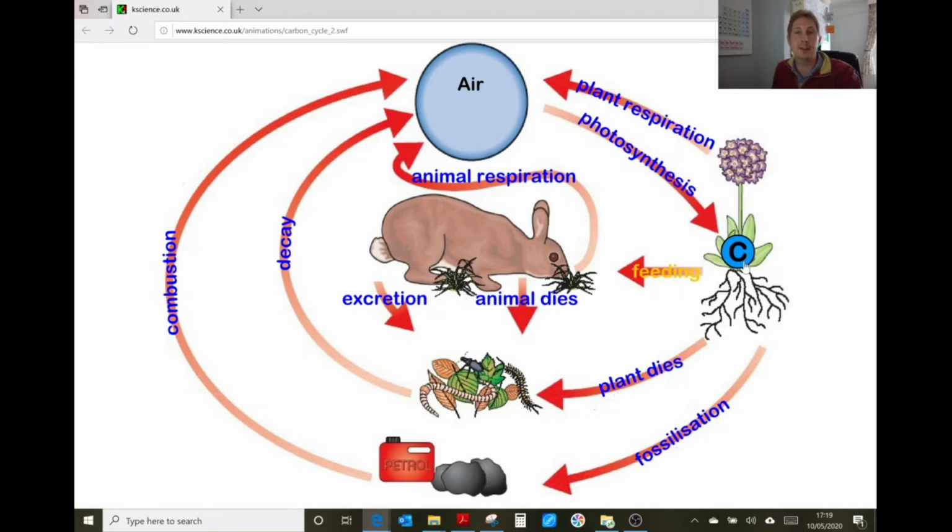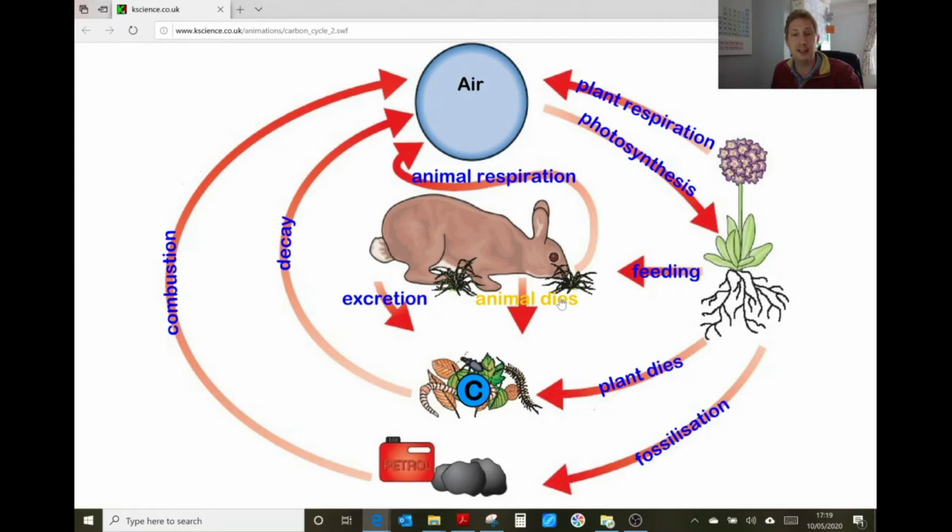Another thing that can happen to the carbon once it's locked up in the plant is that it can be eaten by an animal. This rabbit's called Peter, by the way. And what do we think might happen to Peter? I think Peter's going to die. He's met a rather untimely end there.